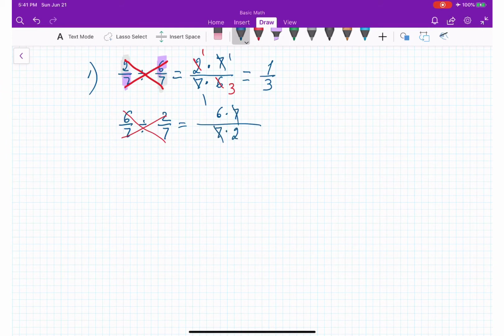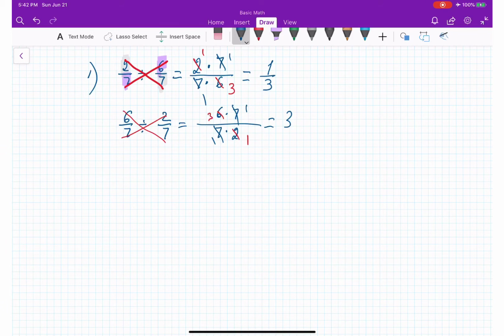This is, we cancel, right? 1 and 1. And 2 by 2, 1. 6 by 2 is 3. And we are getting 3. So you can't switch the positions of the fractions when you do division. Otherwise, it will take you straight to the jungle. Okay?